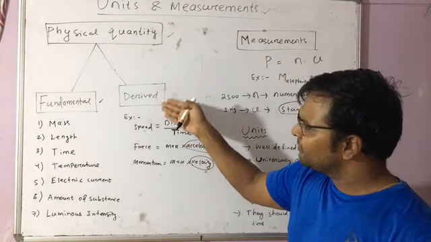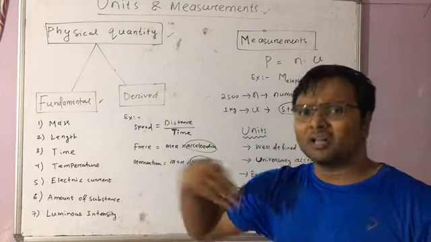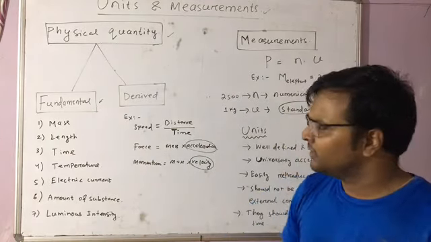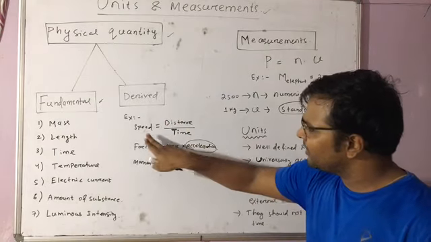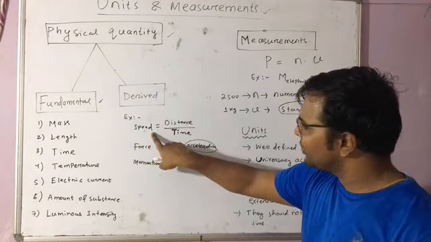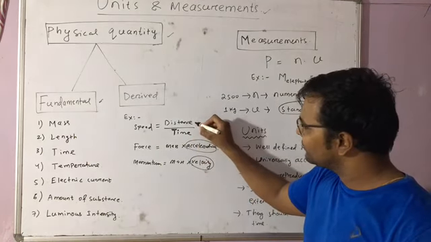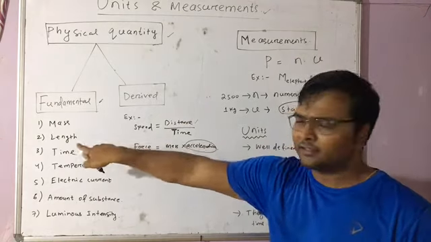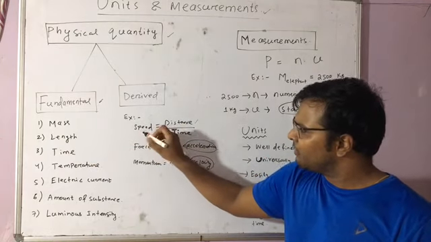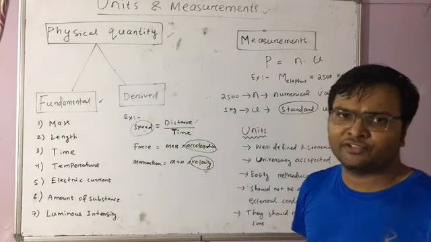Why derived? Because using either fundamental quantities or other derived quantities, these physical quantities can be derived. Let's take the example of speed. Speed is equal to distance by time. Distance is related to length, and there is time. Distance by time is your speed, where speed is a derived quantity obtained by taking two fundamental quantities.